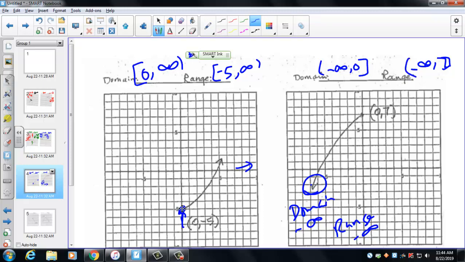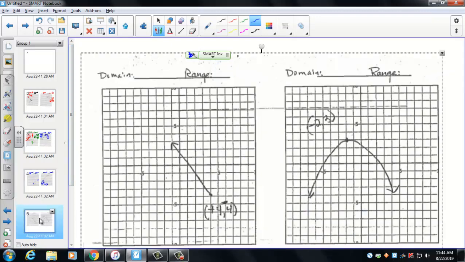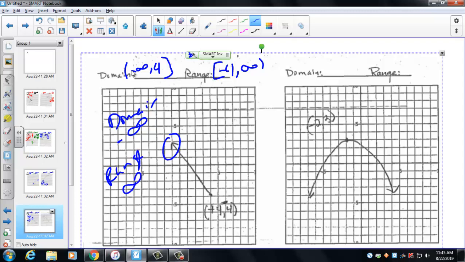For this one, the domain, negative infinity to 4. The range is negative 4 to infinity. Okay, again, this arrow is going left for the domain, so that's negative infinity. It's going up for the range, so that's positive infinity.